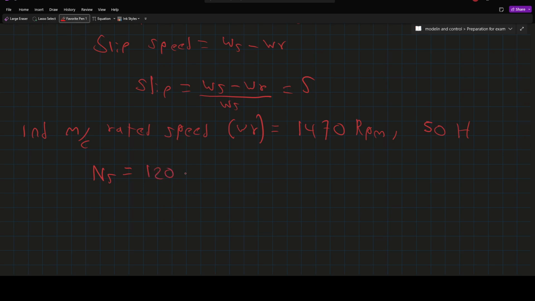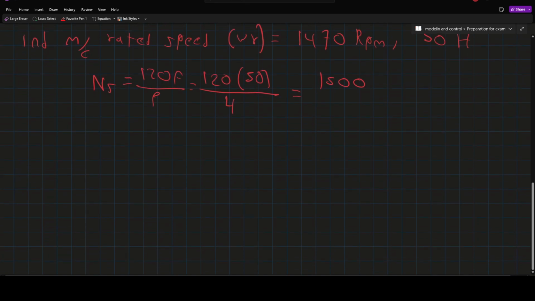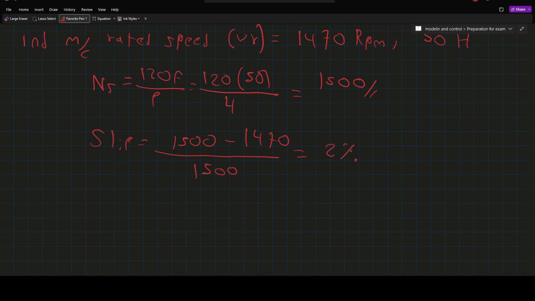So that's gonna be 120 times the frequency over the number of poles. We assume that we have 4 poles. Let me write the equation, maybe you haven't seen the video. So it's 120 times frequency over the number of poles, and this is gonna be 1500. So to calculate our slip, we just need to get our 1500 minus the speed in the rotor over the rotational speed of the magnetic field, and then we get that this is 2% slip.